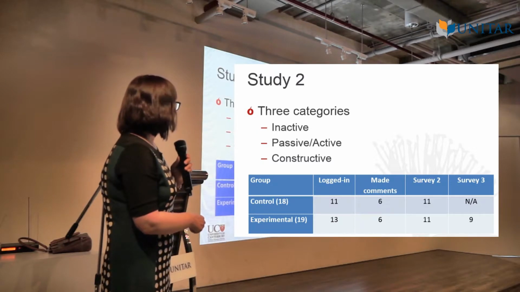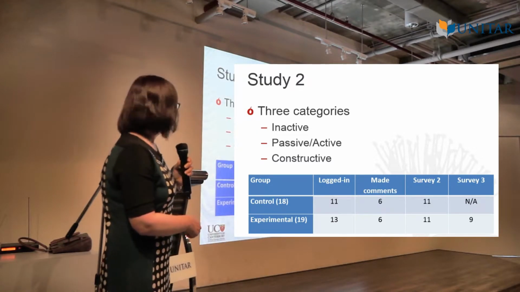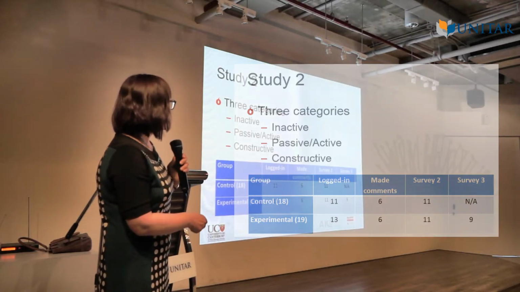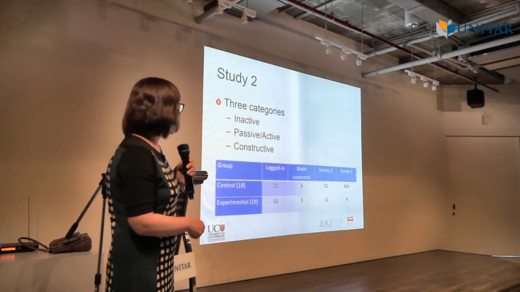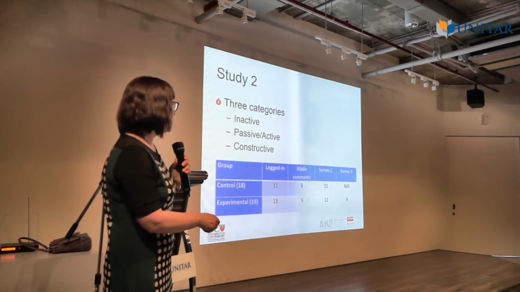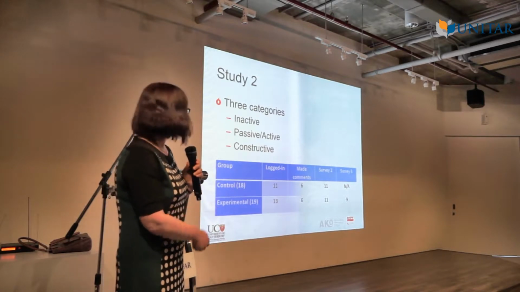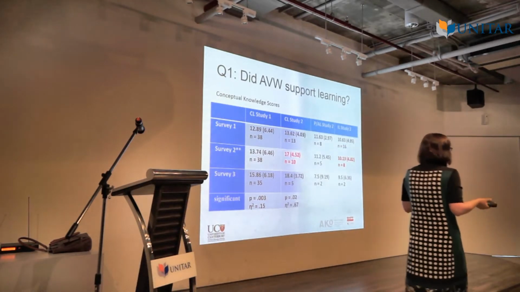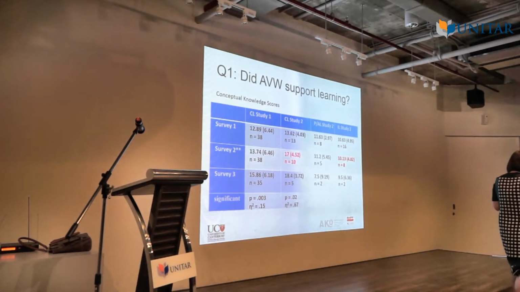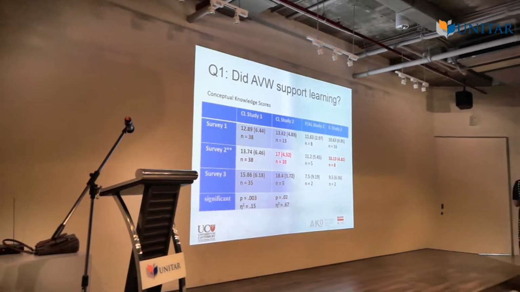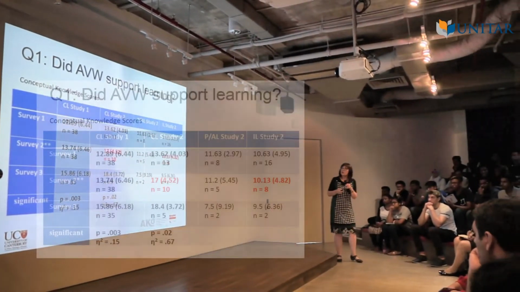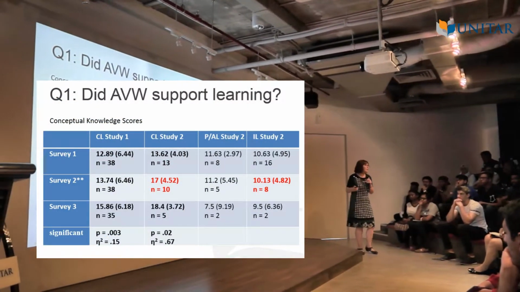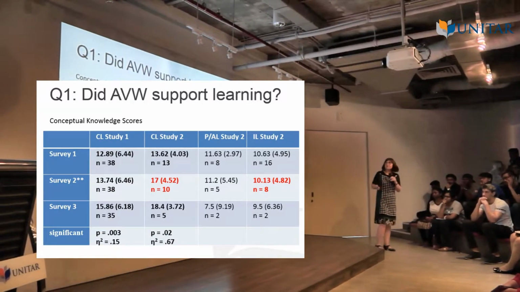11 out of 18 in the control group logged on. 13 out of 19 in the experimental group, and only 6 from each group have written comments. Some have written survey 2 and some also survey 3. Okay, so back to my first question. Does this particular platform support learning or not? To answer that question, we looked at the conceptual knowledge scores, how much they have written about the 3 questions. In this table, the first column is about study 1, so these are postgraduate students.